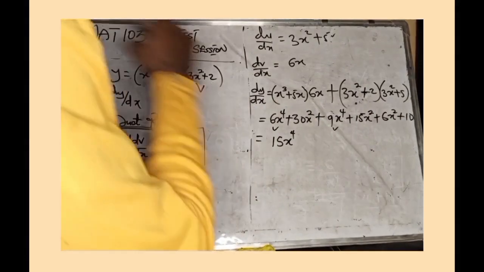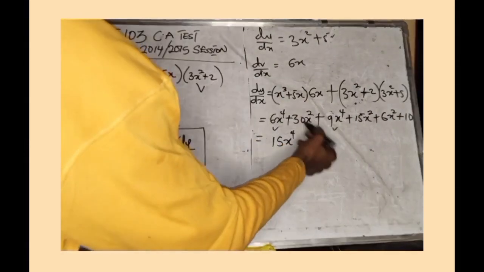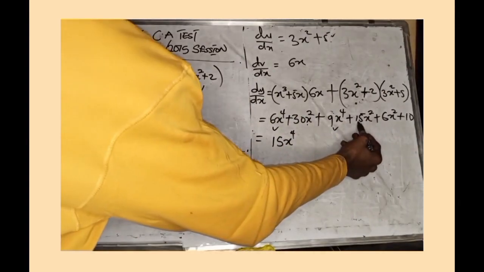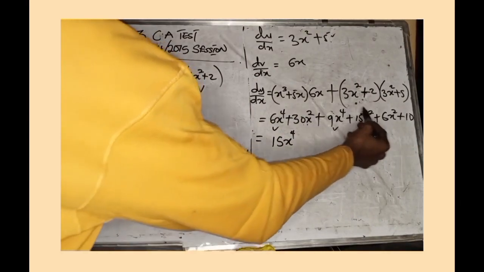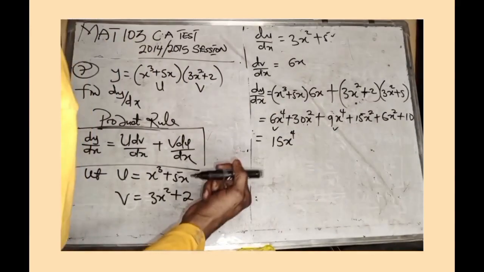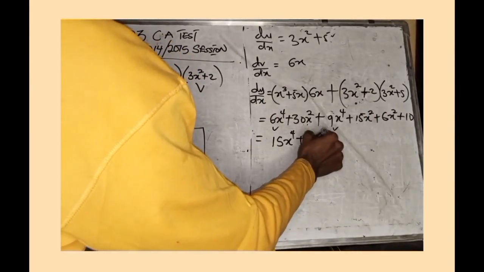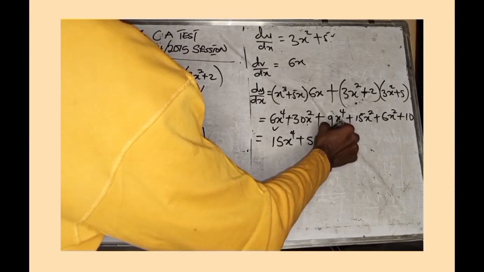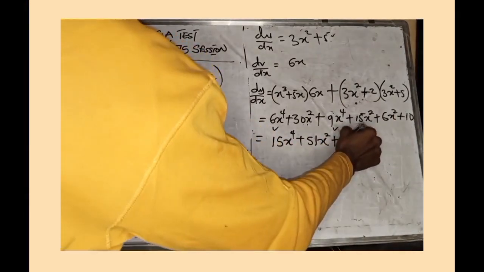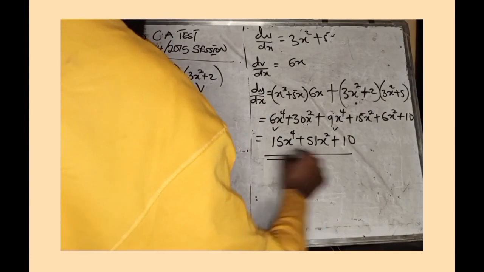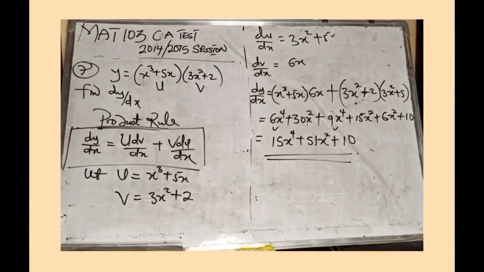Then next, let's go for the ones that have square. 30x squared plus 15x squared will give me 45x squared. 45x squared plus 6x squared will give me 51x squared. Then plus 10. So guys, this is my final answer for question number 7. Alright, I hope this is meeting you very well. So that was just by the method of product rule. Now let's move on to question number 8.